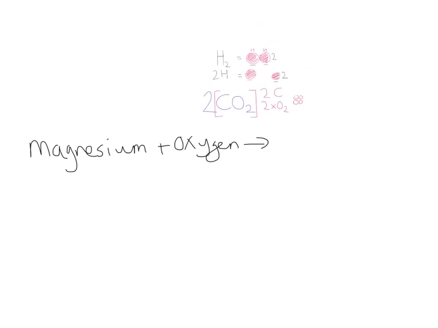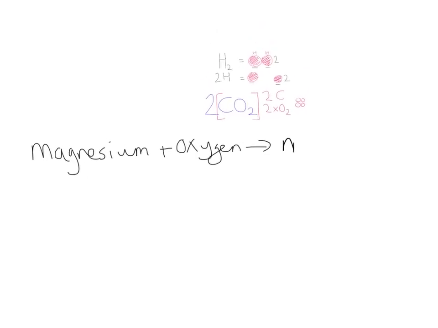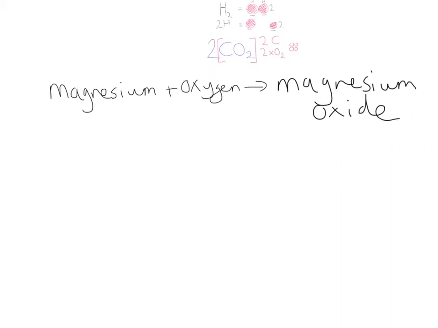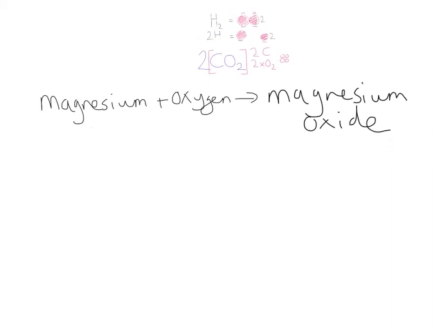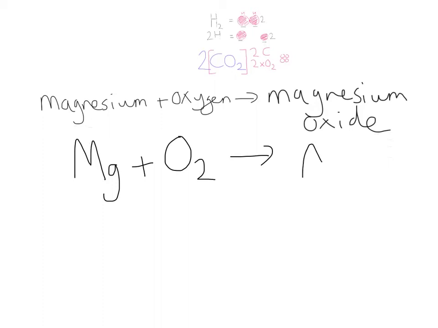So in this case, we're going to form magnesium oxide. Now if we do the symbol equation for this reaction, what we'd have is Mg, the symbol of magnesium, plus oxygen, which travels around as O2, goes to magnesium oxide, which has a symbol of MgO.